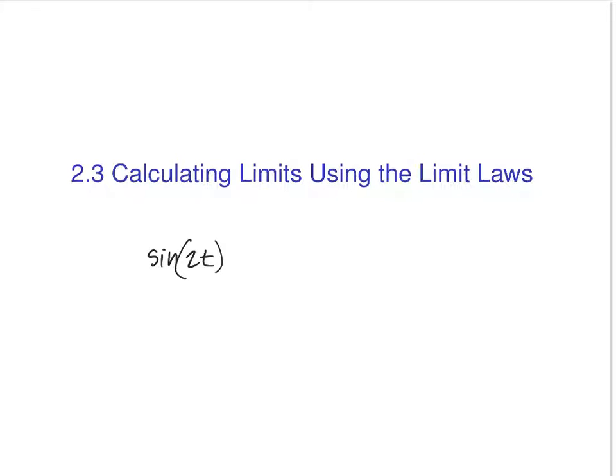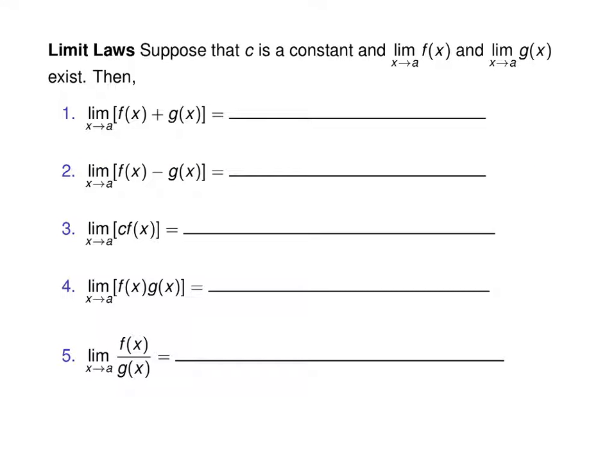So what we're going to learn how to do today is calculate some more complicated limits. The first example I have is a little bit graphical. The first example we'll have after we go through the limit laws is graphical. So if you have a constant c, and you have two functions, and the limit as x goes to a of both of those functions exists, then you can find limits of related functions, and it's really quite simple.